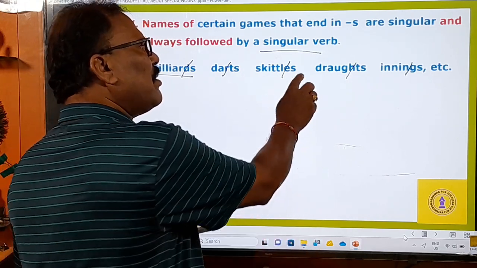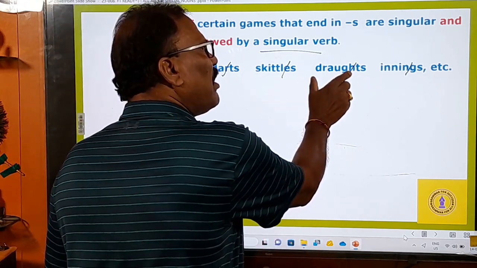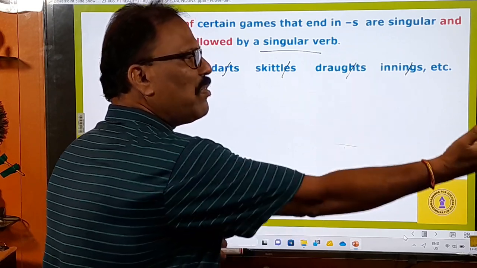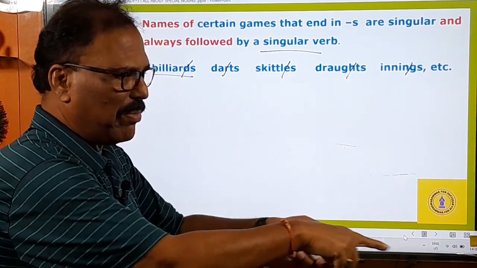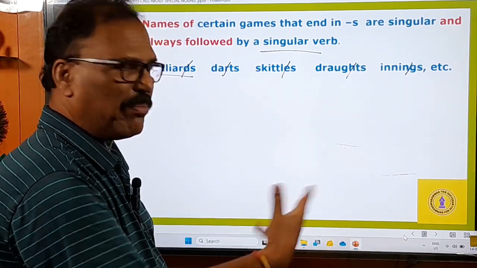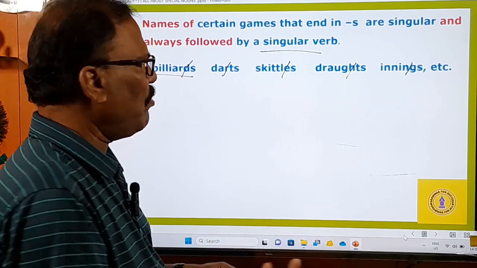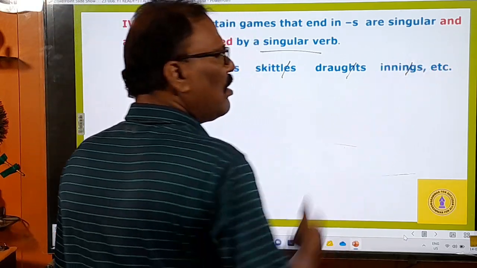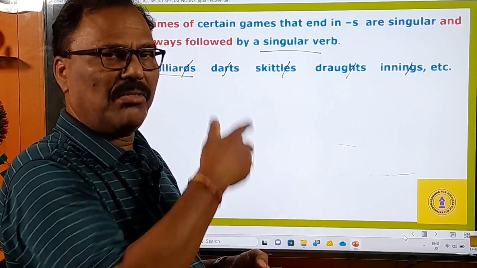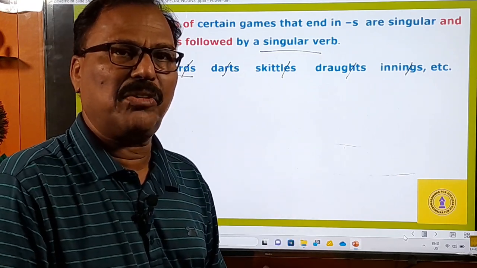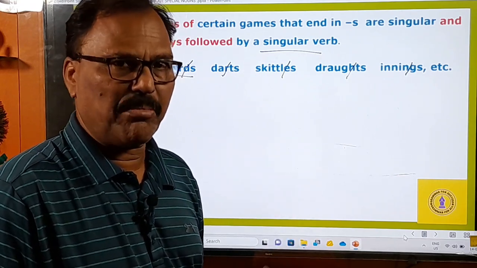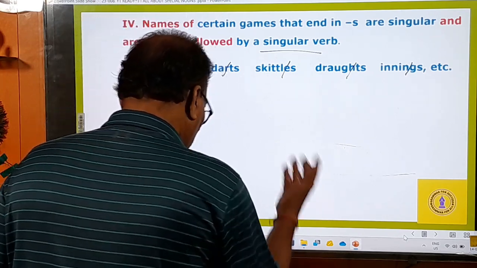A checkerboard game is played by two players only, one player on this side, another on that side, and between them there will be a checkerboard, and they play that game. Chess is one of them. Many other things are there. Innings, first innings, second innings, we can talk about this during the cricket game. All of these things you know very well.